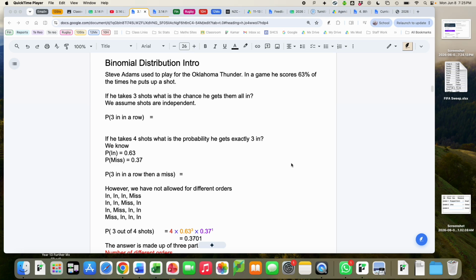Okay, going to look at the binomial distribution. We're going to do this in a couple of hits. This is sort of a background question, and then we'll look at what the real exam questions will look like.